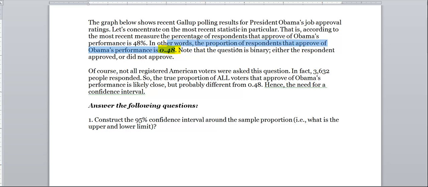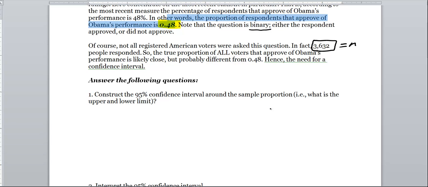Now, the question's binary, so this is a binomial distribution. However, when we have enough people answering this question, or the sample size is big enough, we can approximate the binomial distribution as normal. All right, this certainly satisfies those conditions, and so we are okay to assume that this is going to follow a z distribution in terms of the sample proportion.